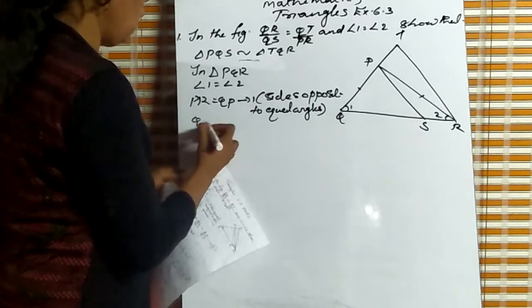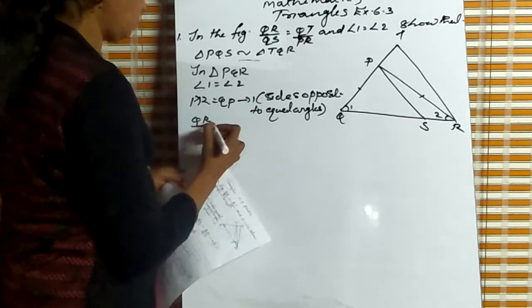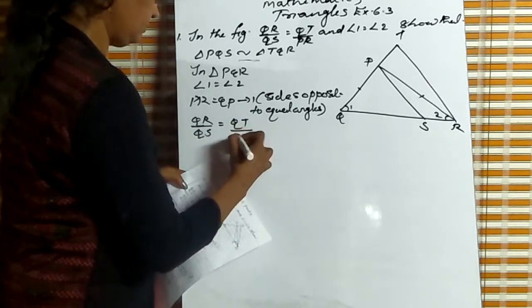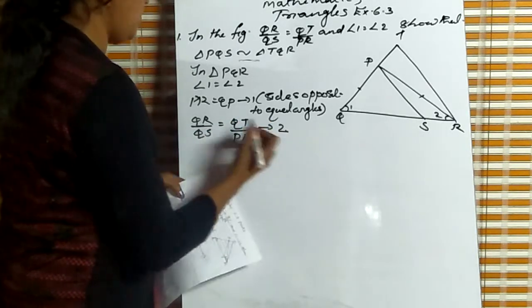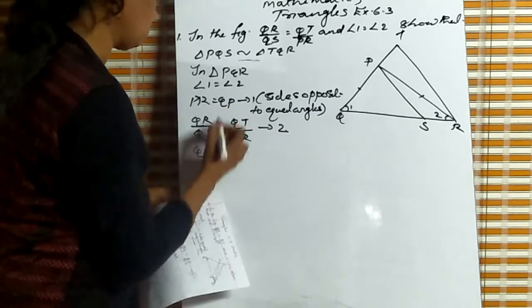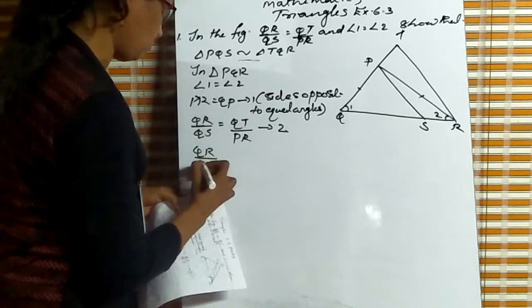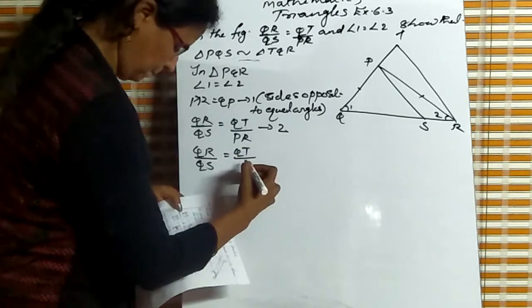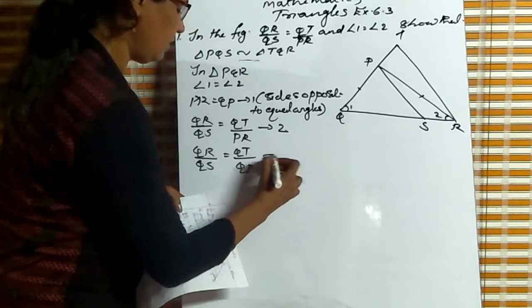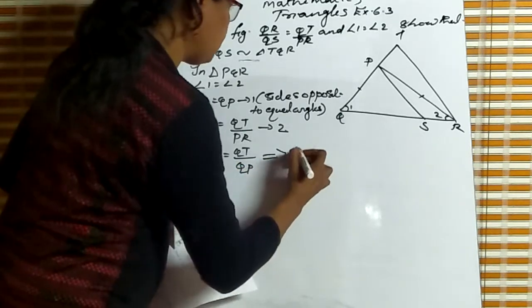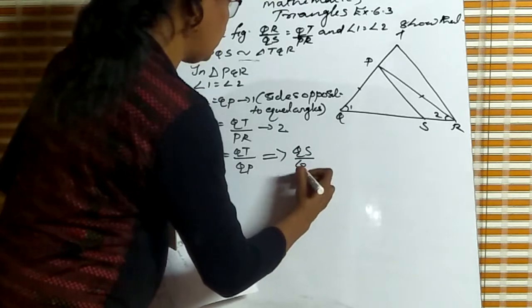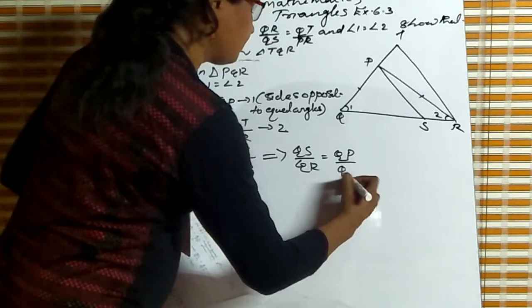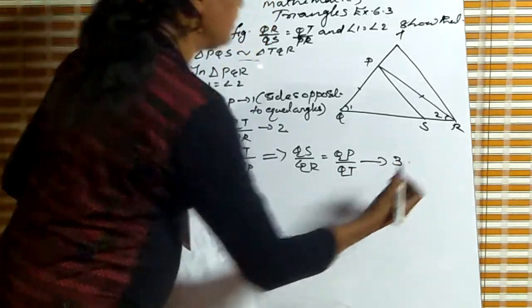Also given QR by QS is equal to QT by PR. This is equation 2. And what is PR? PR is equal to QP. Next step, QR by QS is equal to QT by QP. Implies, by taking its reciprocal, QS by QR is equal to QP by QT. Take it as equation 3.